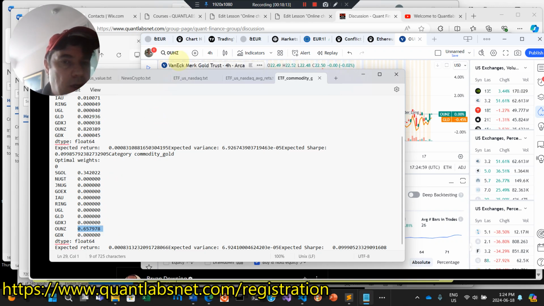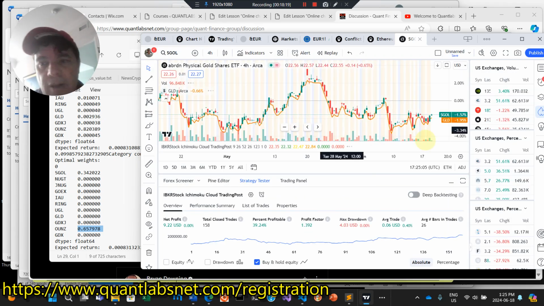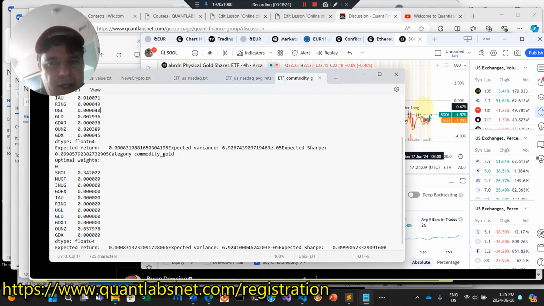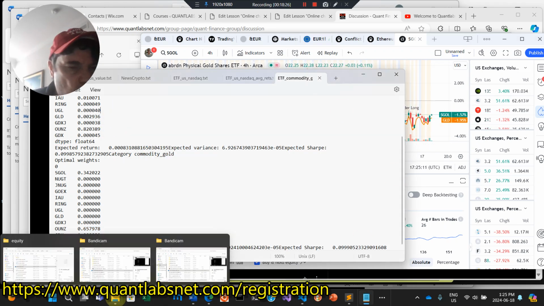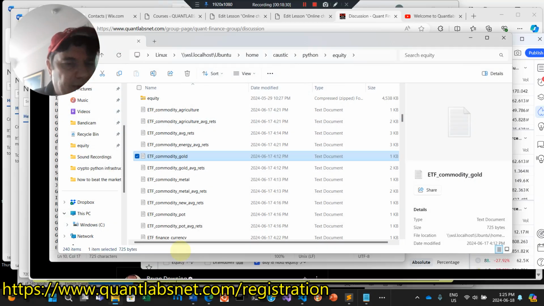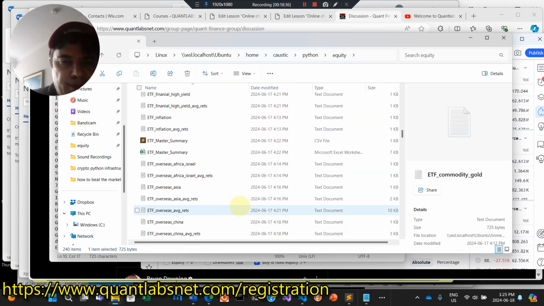There's also another one called SGOL. So this is physical gold shares. This might be a little different. Yeah, still negative. But you get the idea of what's important here. Okay, so that's why the scan that I can offer, I can put these into this group, I can do that. It just depends if people want that.